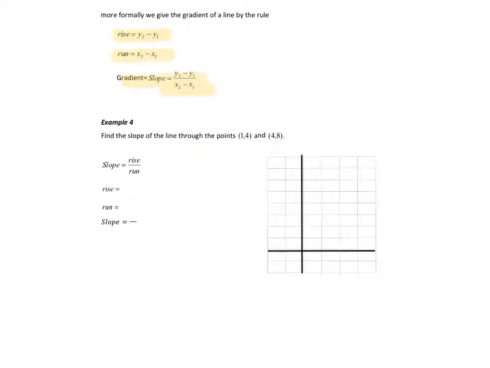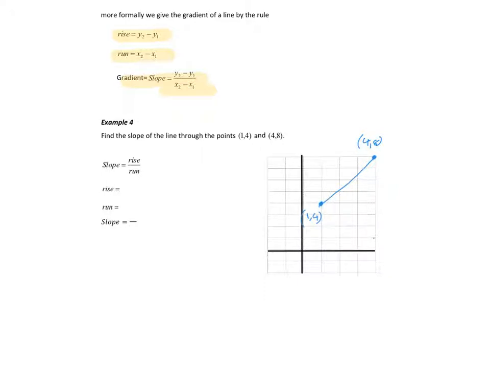So looking now at this example here, we need to find the slope of our line. So we know we've got our general rule there. The point (1, 4) is the first point that we've been given. And if we label the point (4, 8), we can see that over there. So we're looking for the slope of the line that joins those 2 points together.